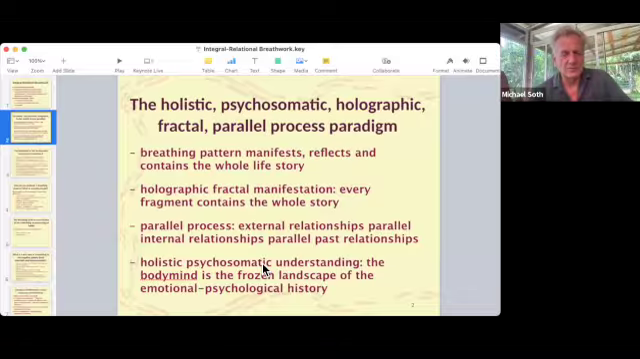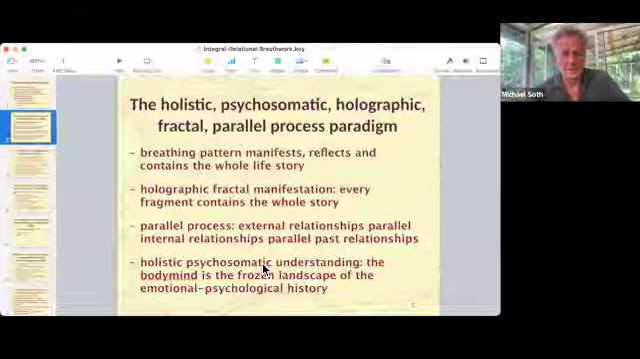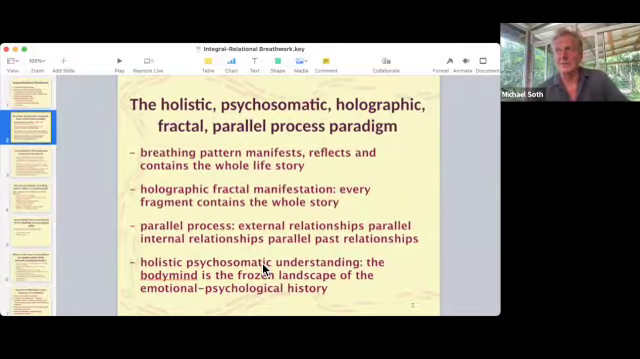Okay, so this is the most abstract thing. It's going to get more practical from here on. Anybody have any questions about this abstract stuff?